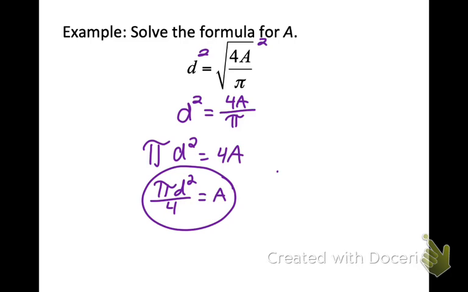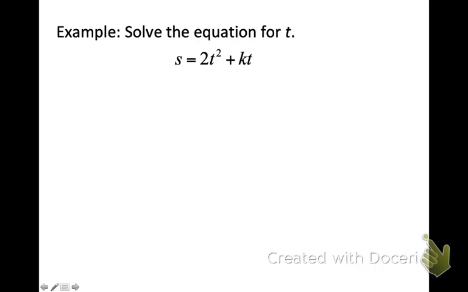All right, last one. Solve the equation S equals 2t squared plus kt for t. Could I divide by t here? Well, if we factored out a t, you wouldn't see t still be squared, and you'd be left with a t that's not here. Right, so.